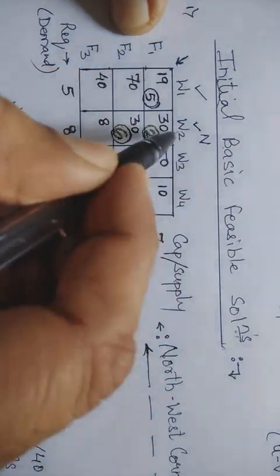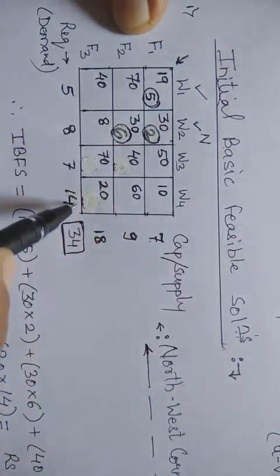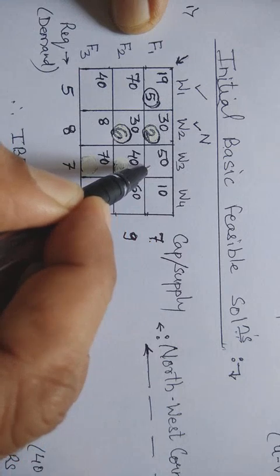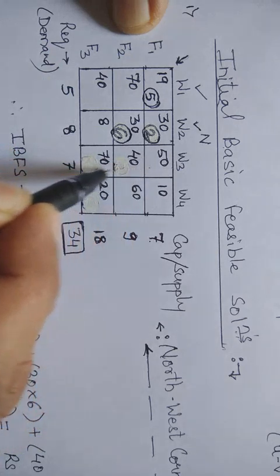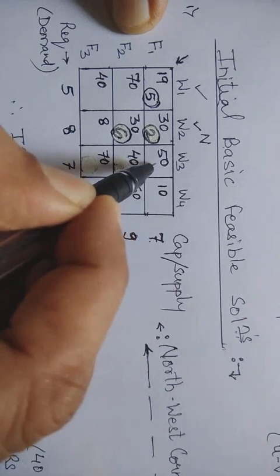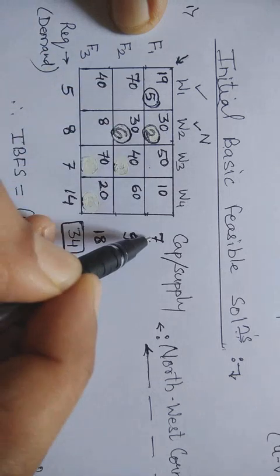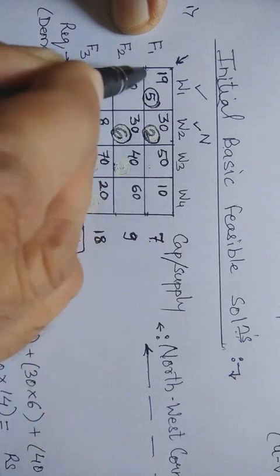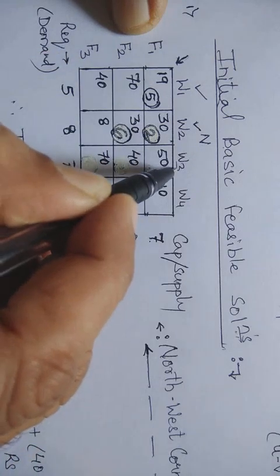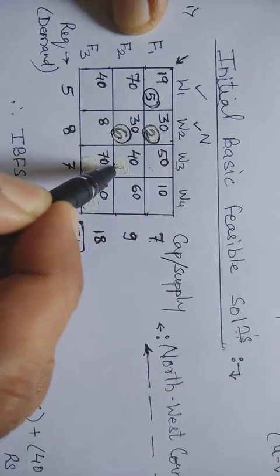W1 is satisfied, W2 is satisfied. Go to W3 now. In this matrix, this is the northwest corner. Here F1, W3 is there. W3's requirement is 7. Can F1 supply the 7 parts? No. F1 has already given its 7 parts to W1 and W2. So F1 has nothing now. So W3 will go to F2.